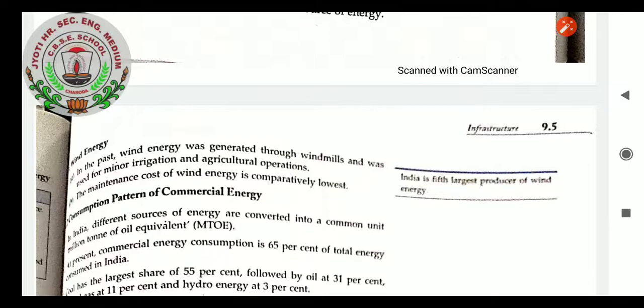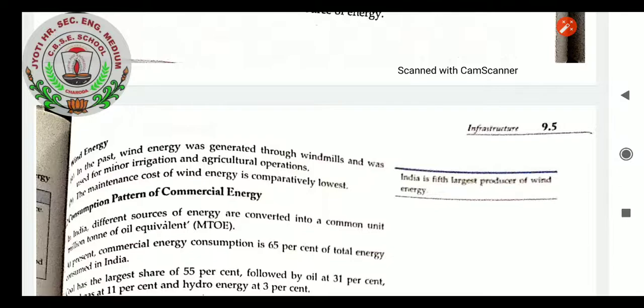At present, commercial energy consumption is 65% of total energy consumed in India. Coal has the largest share of 55%, followed by oil at 31%, natural gas at 11% and hydro energy at 3%. Non-commercial energy sources account for over 30% of total energy consumption. There is import dependence of crude and petroleum products, which is likely to grow to more than 100% in the near future.